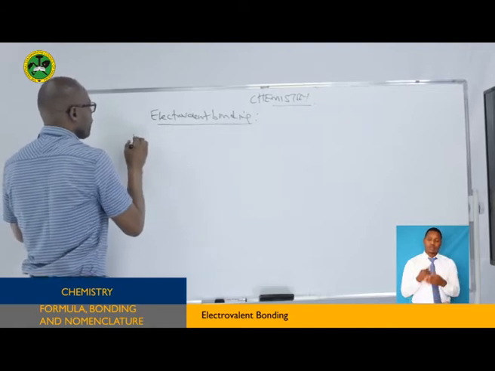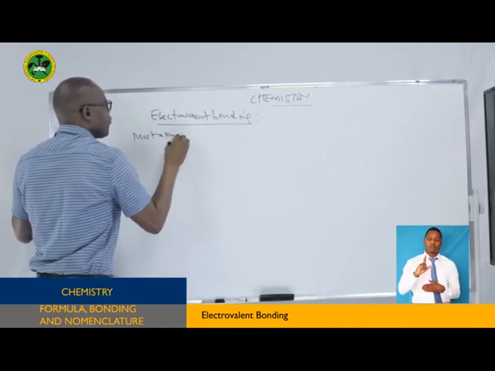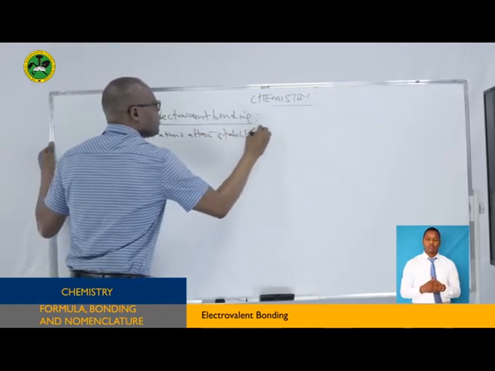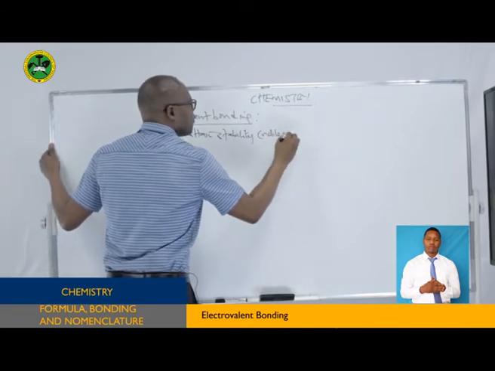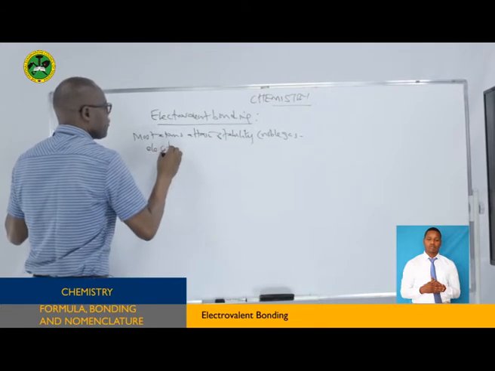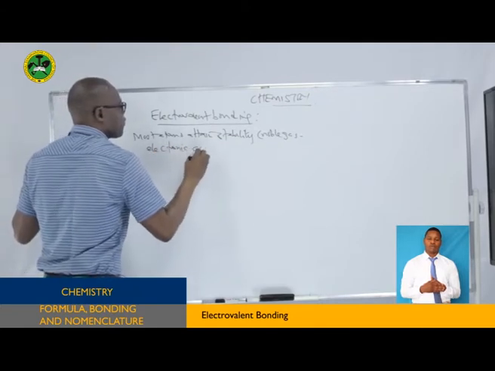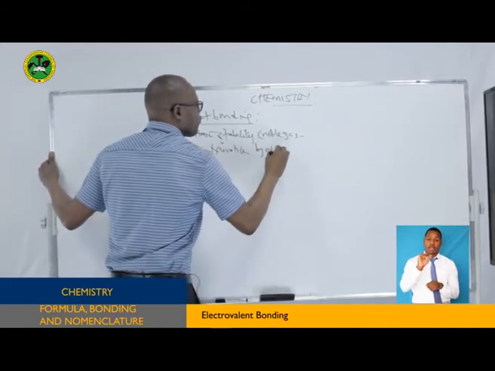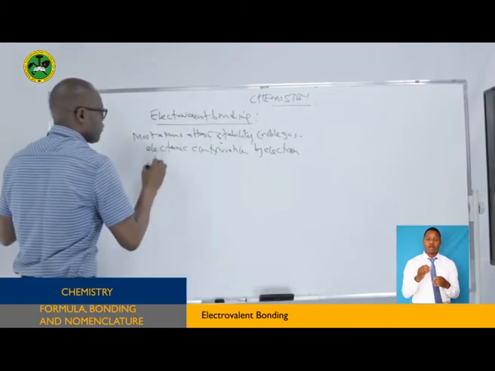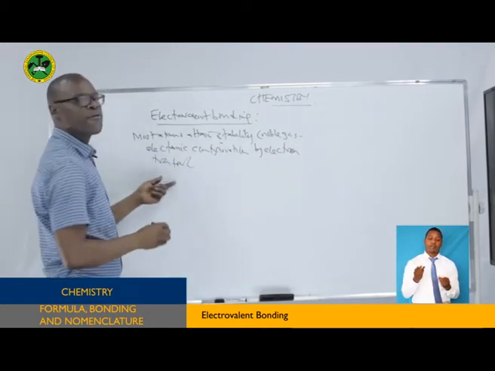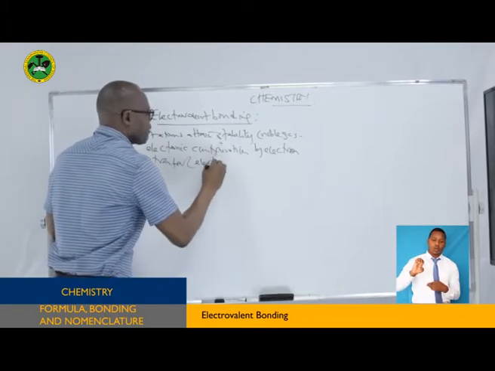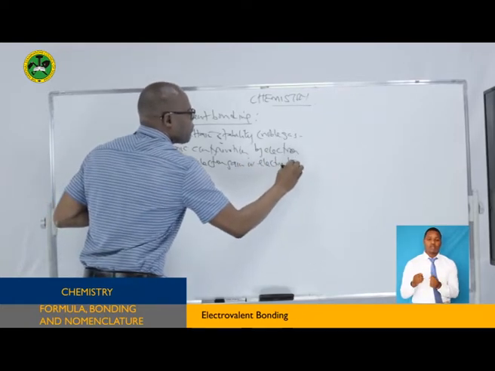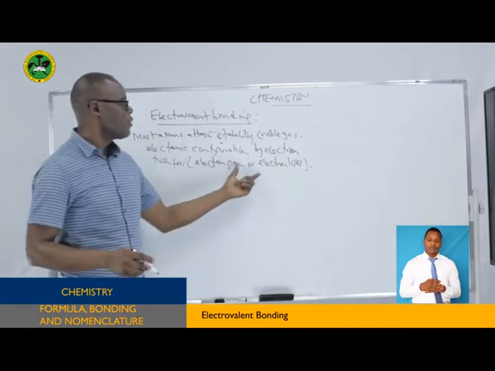So we say most atoms attain stability. That means noble gas electronic configuration by electron transfer. When I talk about transfer, it is either electron gain or electron loss. Electron gain or electron loss.